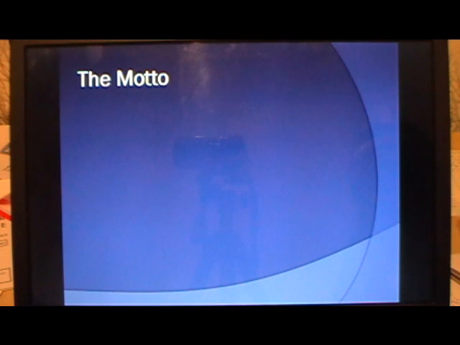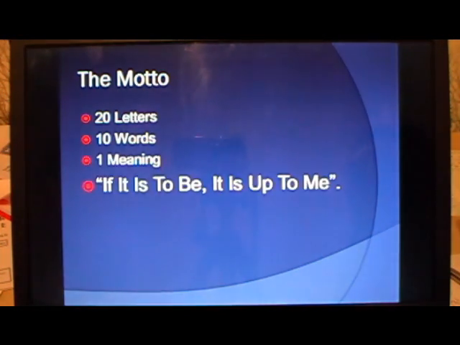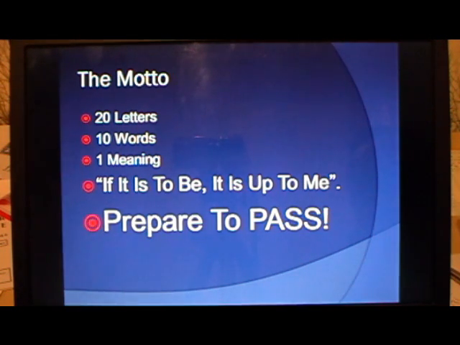And here's the motto again: 20 letters, 10 words, 1 meaning. If it is to be, it is up to me. So prepare to pass.